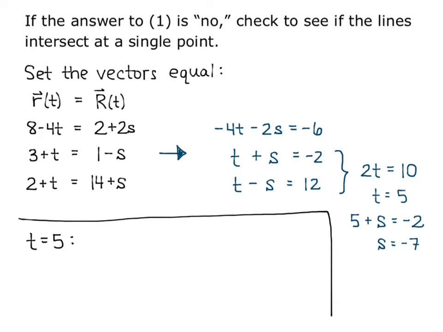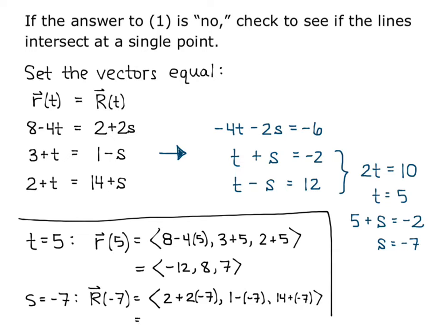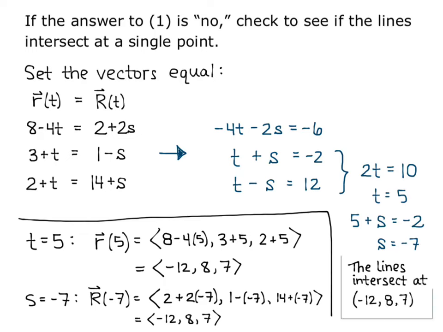So for t equals 5, I'm going to plug that into lowercase r of t. So r of 5 equals 8 minus 4 times 5, 3 plus 5, and 2 plus 5. So that's my x, y, and z, and that gives me the vector negative 12, 8, 7. Now I know s equals negative 7. I'm going to plug that into uppercase R. So uppercase R of negative 7 equals 2 plus 2 times negative 7, 1 minus negative 7, and 14 plus negative 7. So that also gives me the vector negative 12, 8, 7. So I know that the two lines intersect at that point. So the lines intersect at the point negative 12, 8, 7.